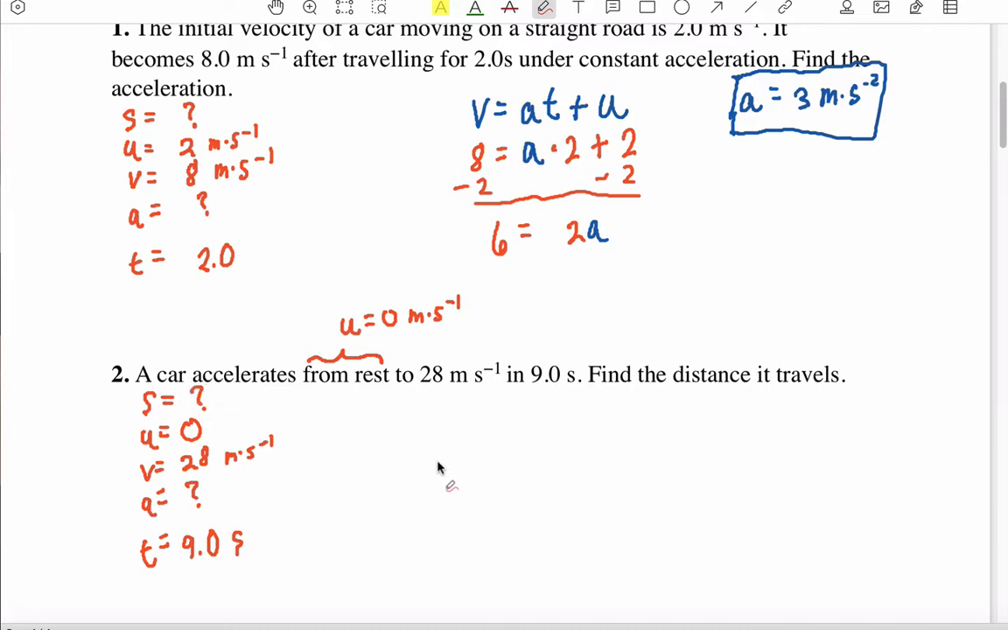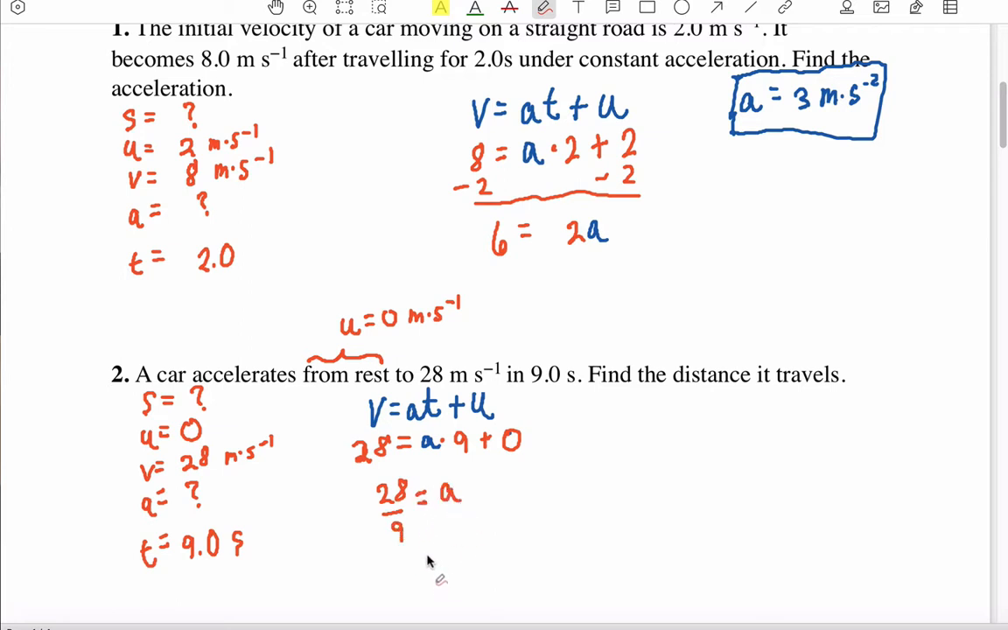So, one thing here. First, let's get the acceleration. That's not directly helpful, but let's get it anyway. So I'm going to use V equals AT plus U. And then I can put in some numbers. So I know that 28 equals A times 9 plus 0. And so 28 over 9 is going to be my A.